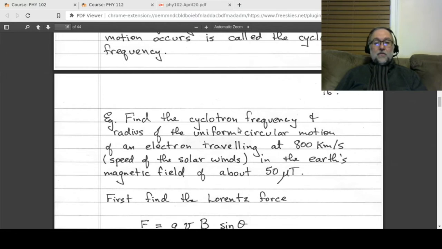So once again, find the cyclotron frequency and the radius of the uniform circular motion of an electron traveling at 800 kilometers per second when it enters the Earth's magnetic field, which is about 50 microteslas. And so it may seem like, how do I do this? But let's just do it one step at a time.